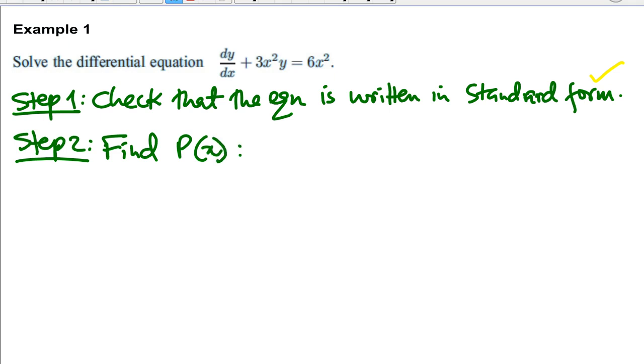Now, if you look in our equation here, p of x is this guy here. So I'll just go ahead and say p of x is equal to 3x squared. And then step 3, I need this dummy guy, the integrating factor. So find the integrating factor.